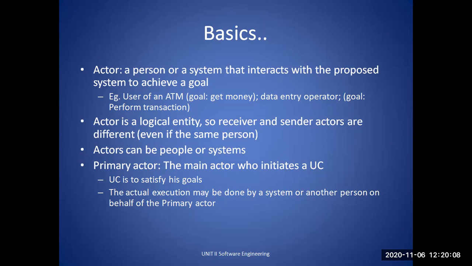So for a use case, who will be the primary actor? A use case is defined as intended for a particular person, so he will be the primary actor for that use case. The use case is to satisfy the goals of the primary actor. The actual execution may be done by a system or another person on behalf of the primary actor. If the person is not there, the system can be used in place of the primary actor also. So the primary actor may be a person intended for a particular use case.